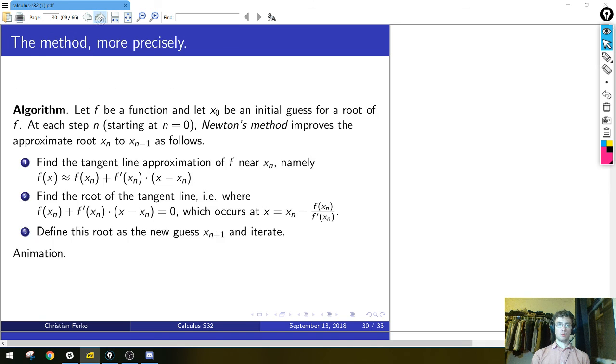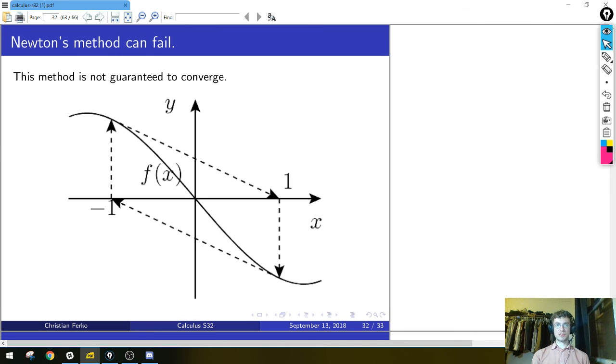Where could Newton's method go wrong is the question. So here's one place where it could go wrong. If your function looks like this, where it has some strange curving behavior, and the root that you're trying to find is in between these two local max and local min situations, you could get stuck in a loop, right? So suppose your initial guess is over here, near x equals 1, and I'm going to find the tangent line approximation. So here's the tangent line in dotted line, the tangent line approximation to that estimate.